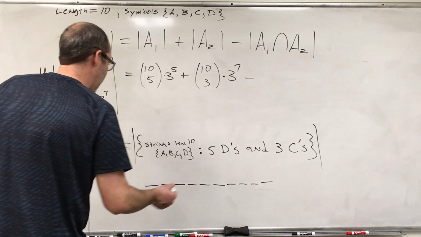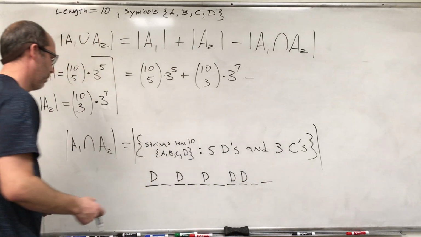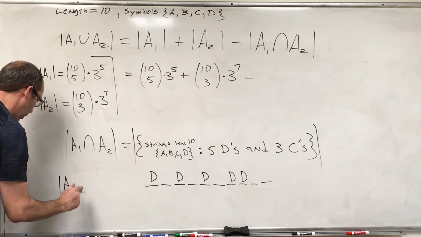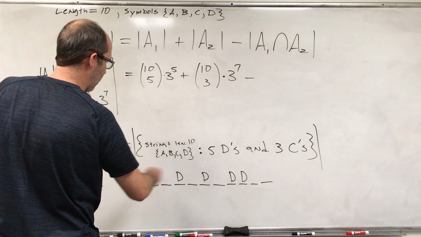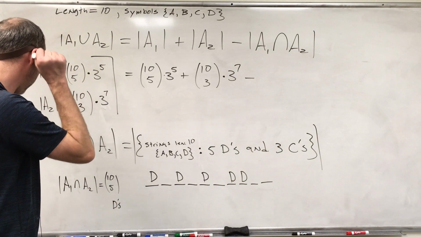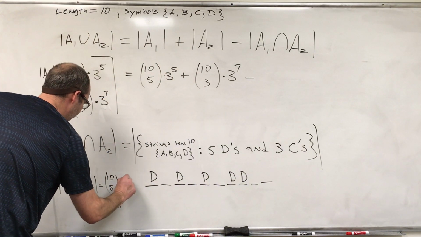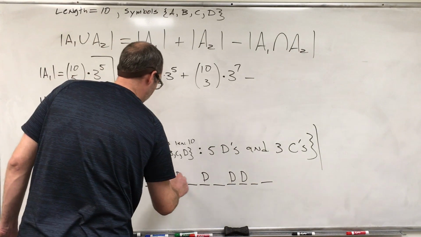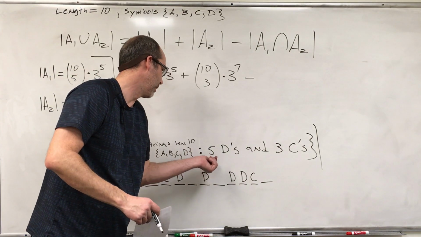Okay, we're going to choose 5 of them to be D's. A1 intersect A2. All right, so first we have 10 positions. Choose 5 of them to be D's. These are the D's. Okay. Now once we do that, we have 5 positions. Choose 3 of them to be C's. This is the C's. Remember this is exactly, right? I said exactly 5 D's and exactly 3 C's.